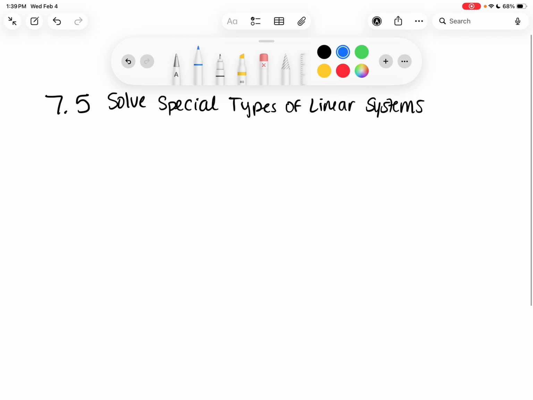But if a system has no solution, we call it an inconsistent system. I can't spell. Let me try again. I-N-C-O-N-S-I-S-T-E-N-T. Inconsistent. Okay. System.